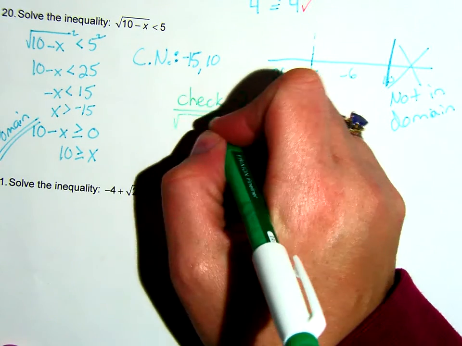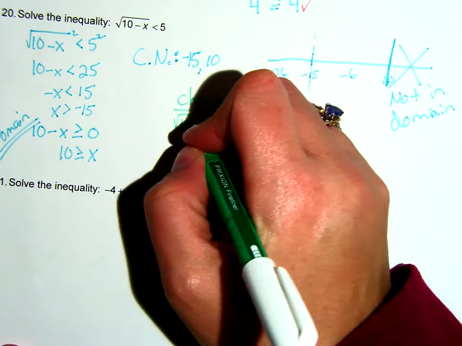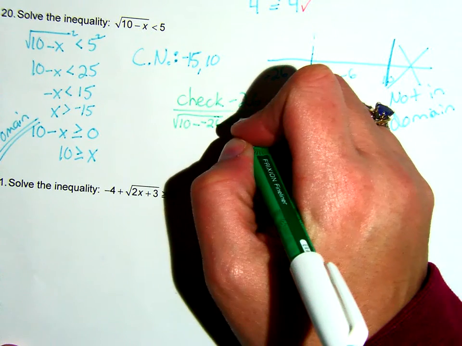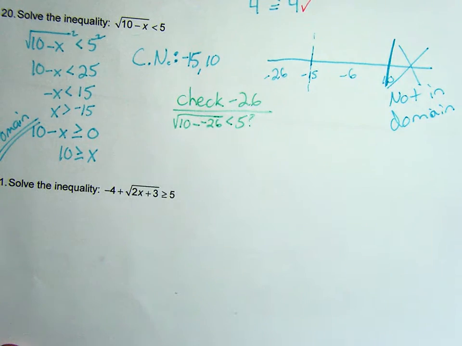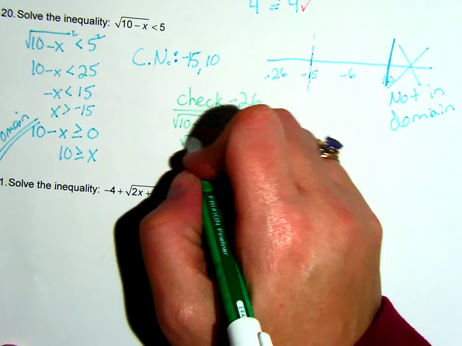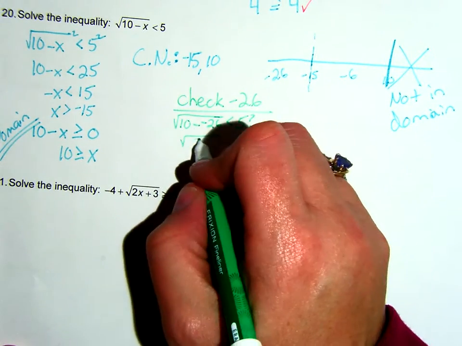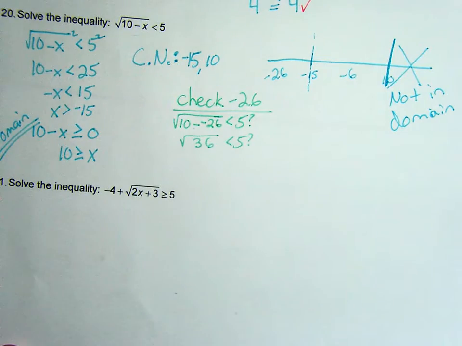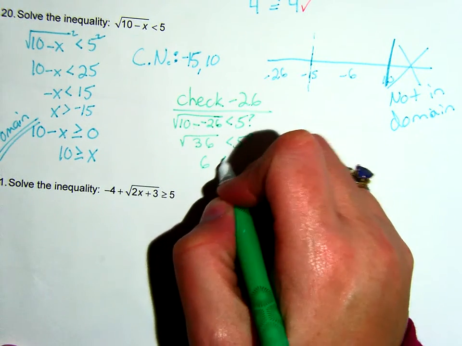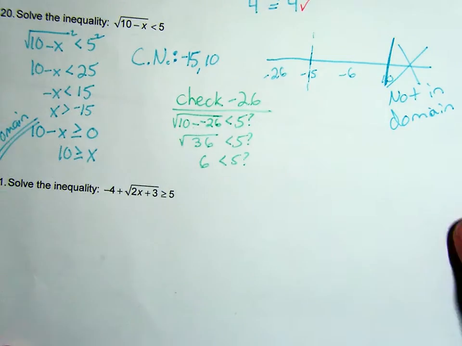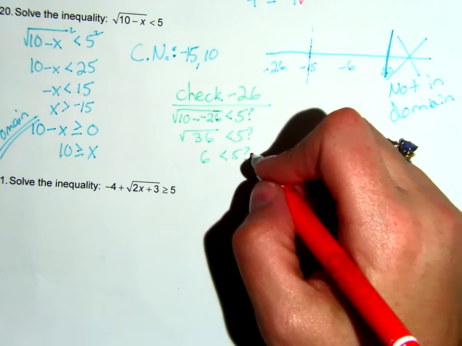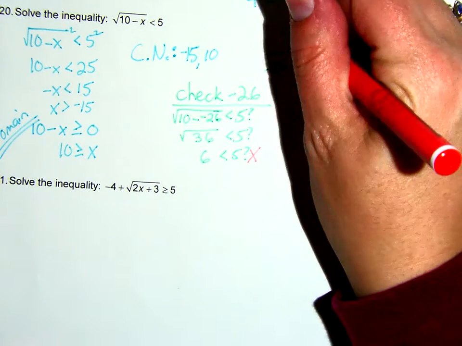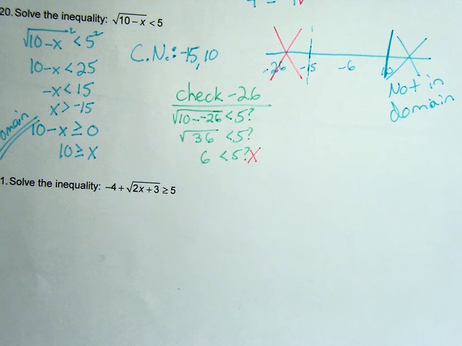So the square root of 10 minus a negative 26, is that less than 5? 10 minus a negative becomes plus, so 10 plus 26 is 36. The square root of 36 is 6. Is 6 less than 5? No, it is not. Since we wrote no there, it is no on our number line.